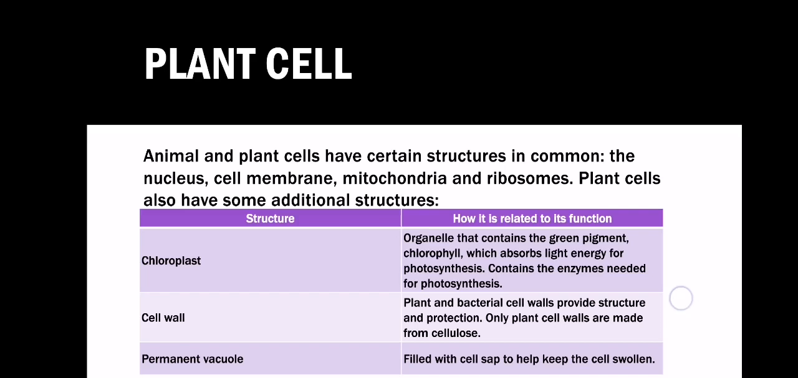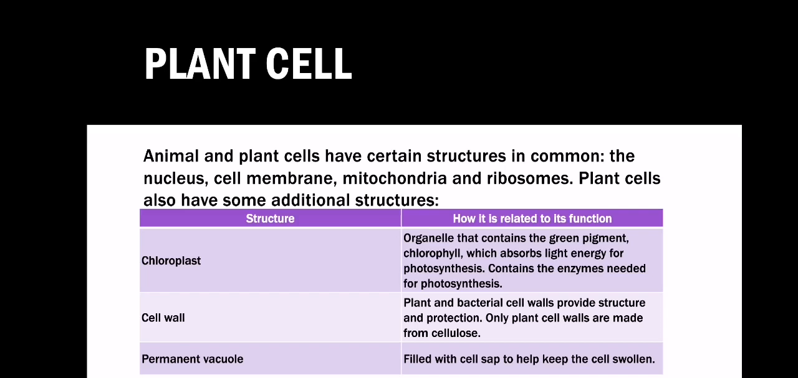Or you can write where the green pigment chlorophyll absorbs light energy for photosynthesis. So you can remember chloroplast contains the green pigment chlorophyll, which absorbs the light energy for photosynthesis, and it contains enzymes needed for photosynthesis. If you get a 1 mark question, you can easily write any of these points, or for a 2 mark question like writing the function of the chloroplast, you can write it contains enzymes needed for photosynthesis and contains green pigment called chlorophyll. So you could get 2 to 3 marks.